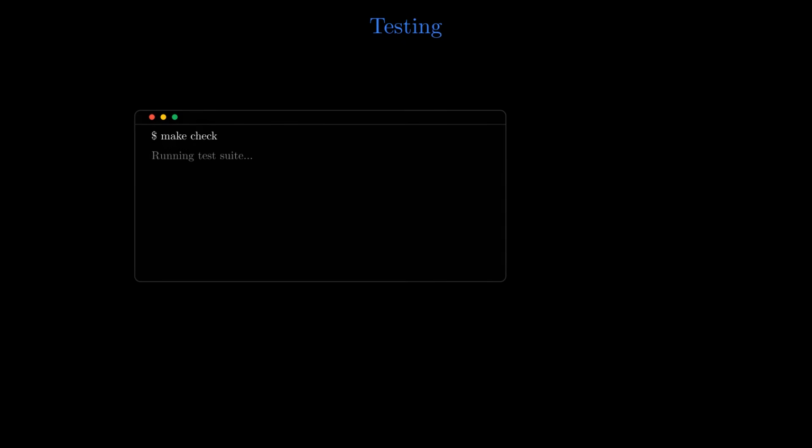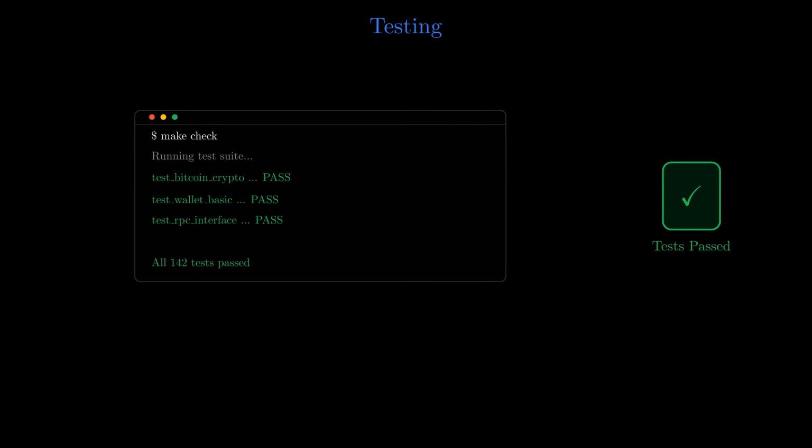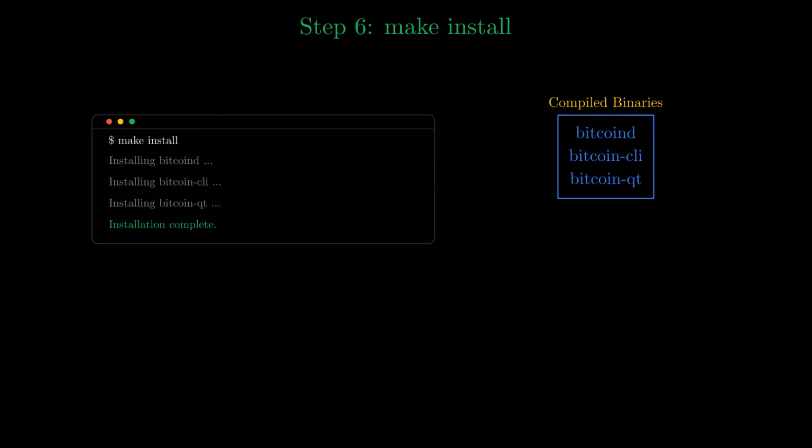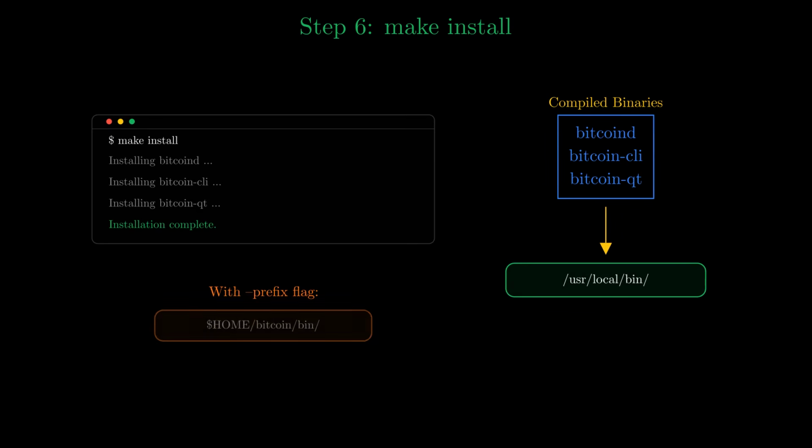Once the build succeeds, run make check. This executes the unit test suite, catching obvious breakage before you deploy to a live system. Step 6, make install. This copies the compiled executables, bitcoind, bitcoin-cli, and others into your system path. If you used the prefix flag earlier, the binaries go to your custom directory and no sudo is needed.